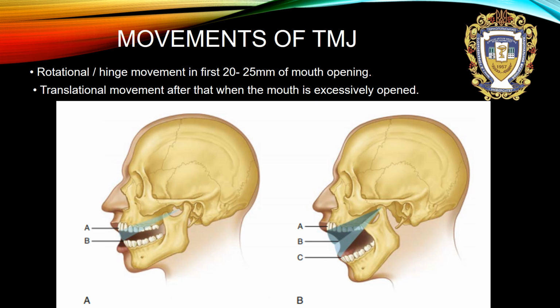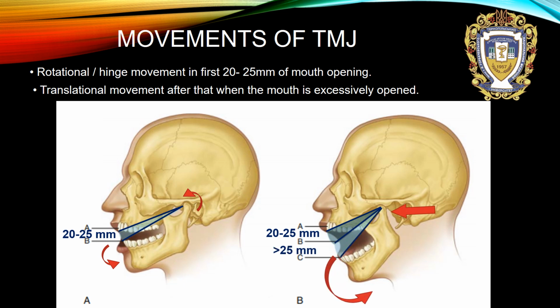What kind of movements are present in the TMJ? I told you earlier that there are two types of movements, rotation and translation. Rotational or hinge movements occur in the first 20-25 mm of mouth opening. But if we open the mouth more, then translation movement happens after that, when the mouth is excessively opened.